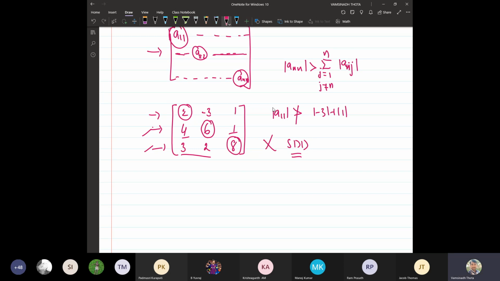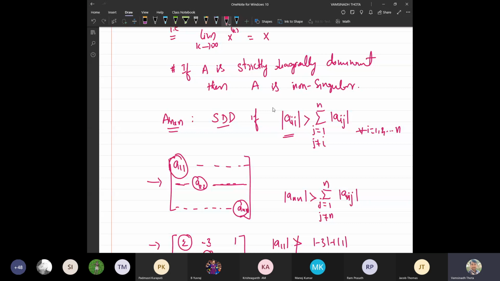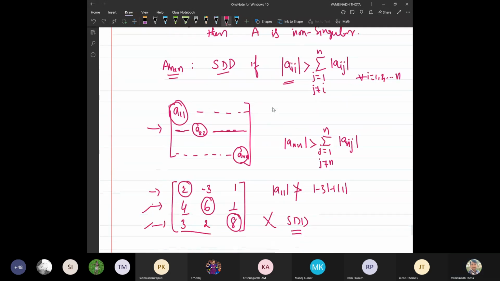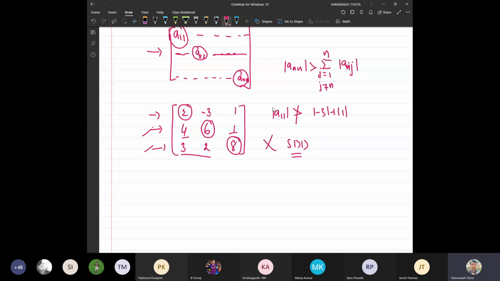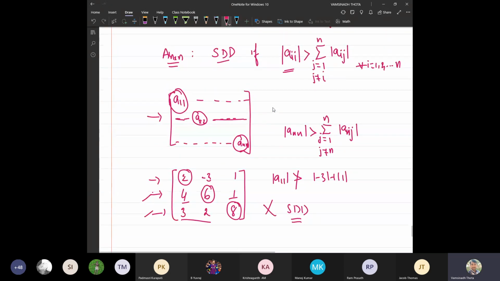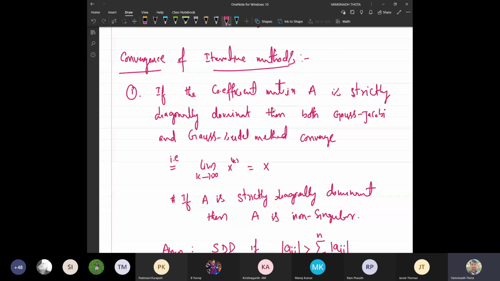So if it is not a strictly diagonally dominant matrix, then what can we say about the convergence of the Gauss-Jacobi method and the Gauss-Seidel method? Okay, we cannot say anything. We cannot say anything where this is the coefficient matrix. Remember that. So far, whatever we are discussing is based on the coefficient matrix of the system.